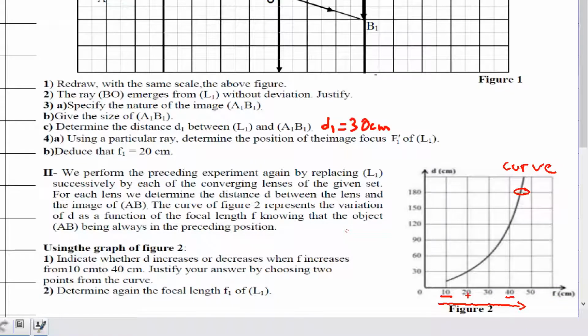The first one is 20. Notice that for F is equal to 20, it corresponds to this point on the curve, which corresponds for D is equal to 30. And for F is equal to 30, it corresponds for this point on the curve, which has a value of D is equal to 60 centimeters. Then the value of D corresponding to these 2 points are given by 30 and 60.